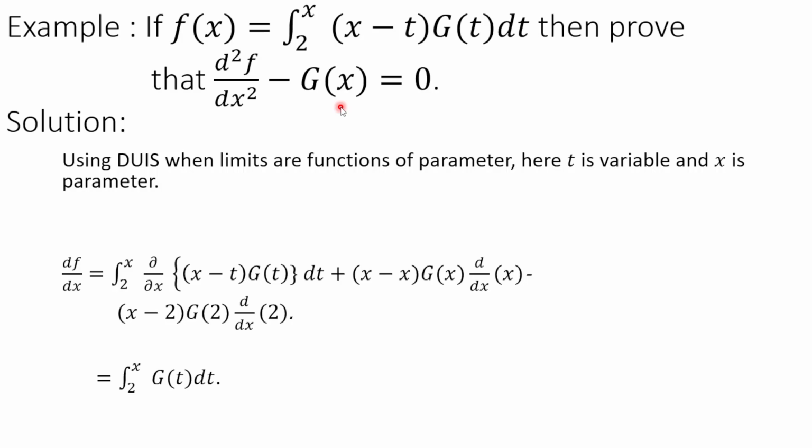Now, what we have here is f of x is the integral from 2 to x. Look at those limits. Limits are from 2 to x. That means here your limits are functions of parameter. Fine, 2 is constant, but x is a function of parameter. X is the parameter and t is the variable for this question. So 2 to x, x minus t, g of t dt. We need to prove that d2f by dx square minus g of x is equal to 0. That means we have to apply differentiation under the integral sign twice.